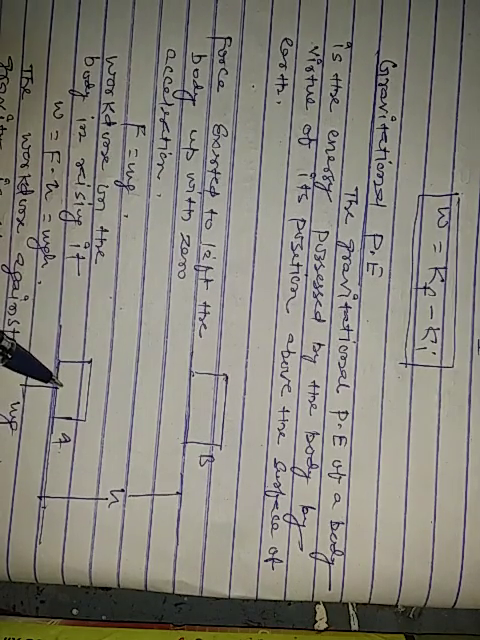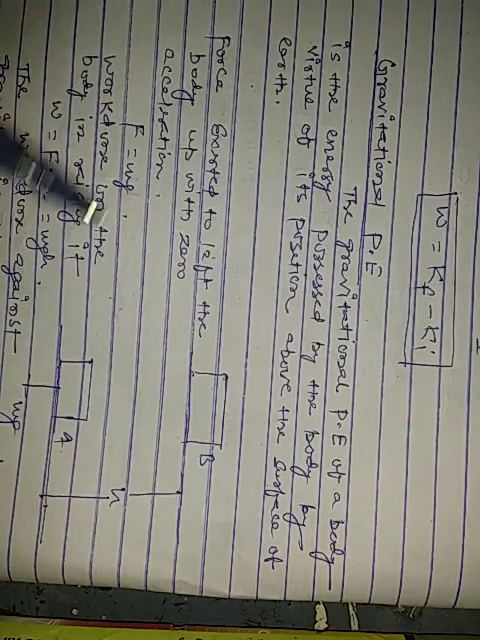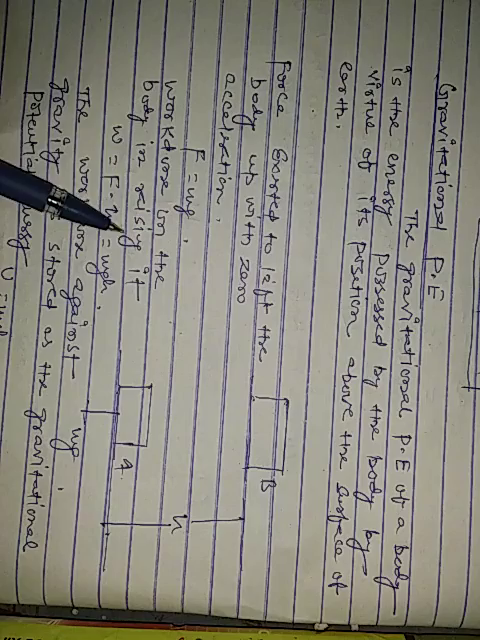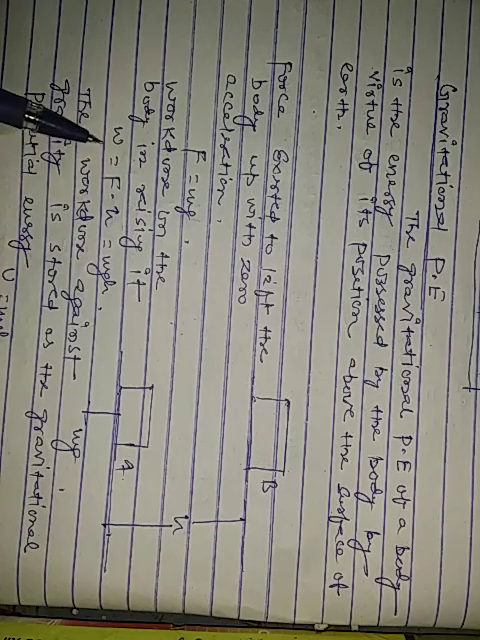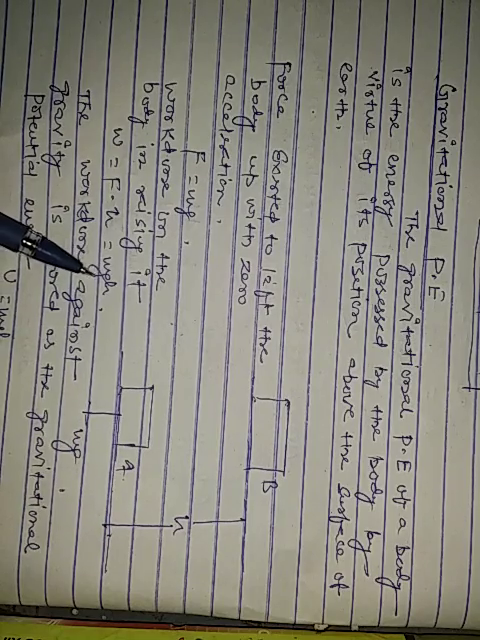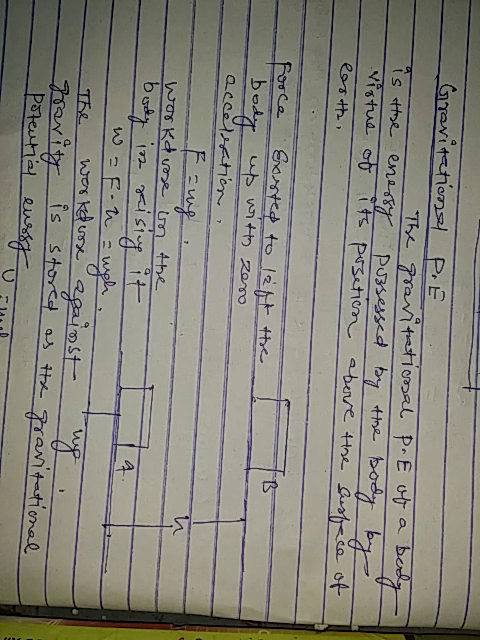Now, the difference in height is h, weight mg is working downward. The force exerted to lift the body up with zero acceleration is F equal to mg. Work done on the body in raising it is W equals F into h, as F is equal to mg, so mg into h. The work done against gravity is stored as gravitational potential energy.